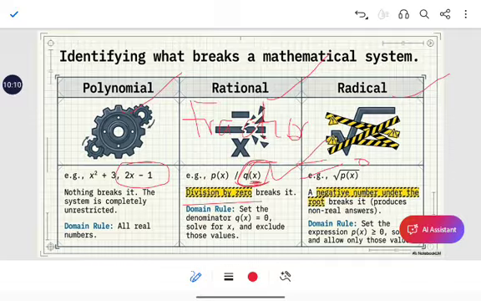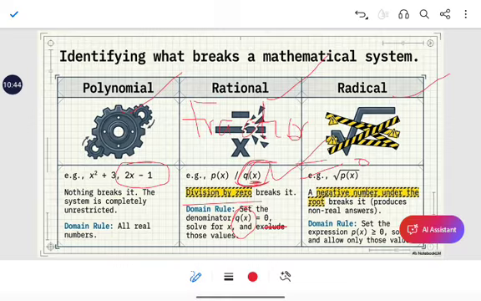Good. Domain rule: set the denominator, which is q of x, to 0. Solve for x and exclude those values. We will get to work them and you will know how it is done. Every value of x that will make q of x equal 0 is excluded. Those numbers will cause the system to break.